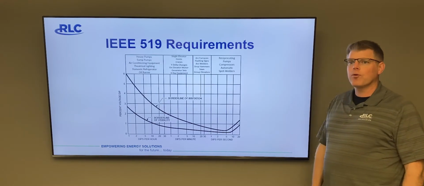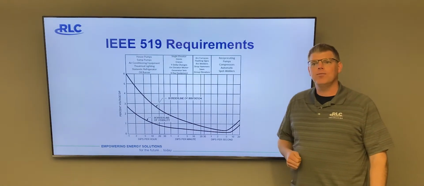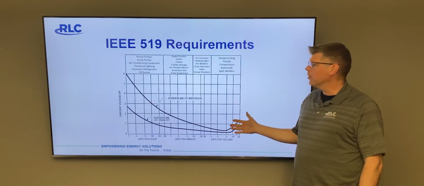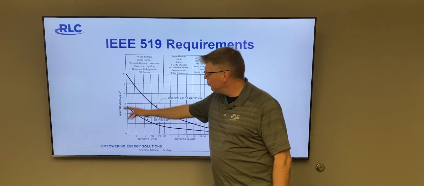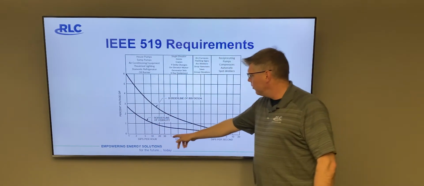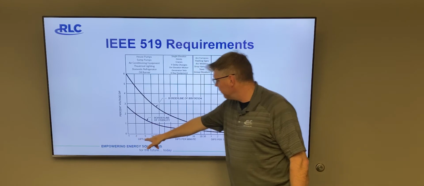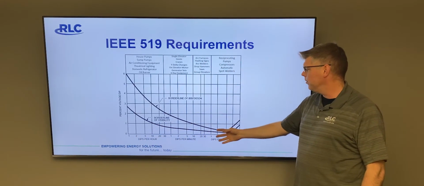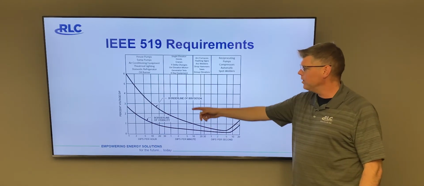The basis of our requirements is going to be IEEE 519. This shows the old GE flicker curve, which shows the amount of voltage dip and also the dips per hour, dips per minute, and dips per second. Notice the shorter the time frame, the less delta V is allowed.